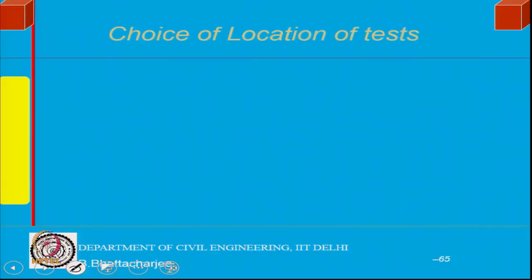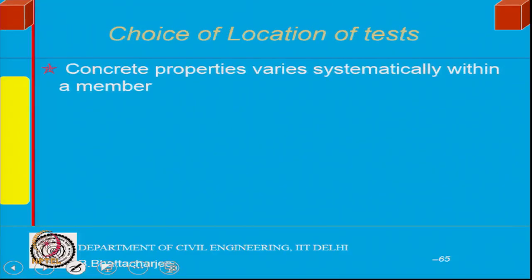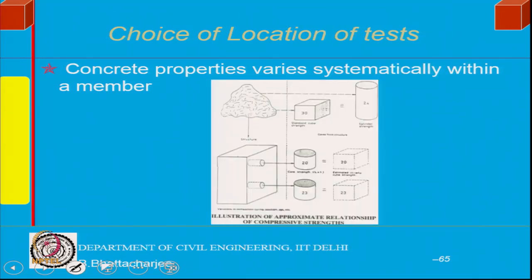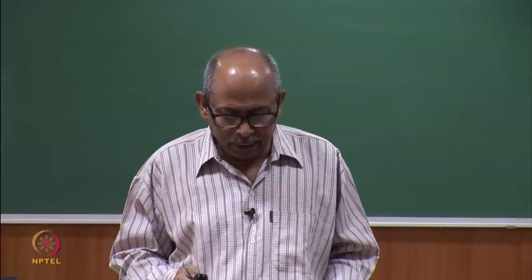So, choice of location of test, as I said, concrete properties vary systematically within member, and this is what again another graph shows, it was from one of the earlier British codes, right. So, actual strength in the structure, top would be lower, bottom will be higher, cube strength, equivalent cube strength you can think of, that will be lower here, higher here, right, cylinder strength and so on, and standard cube strength is here. So, this same idea is given again here.